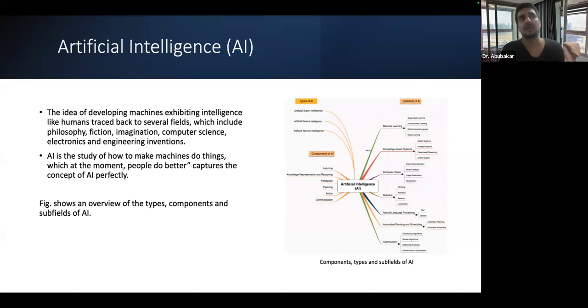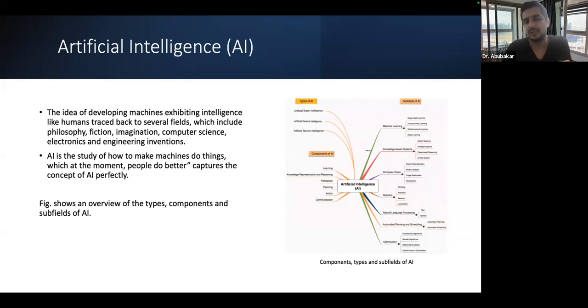If we look at it, humans are still better at creating new things, right? But machines are always better at repetitive tasks, and they have high computing power, right?